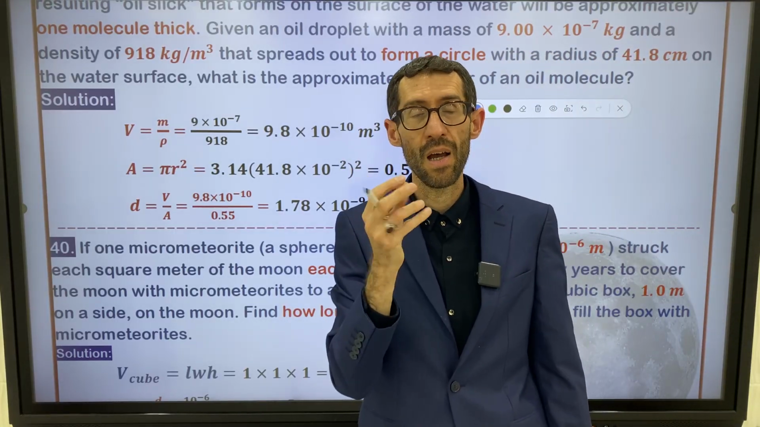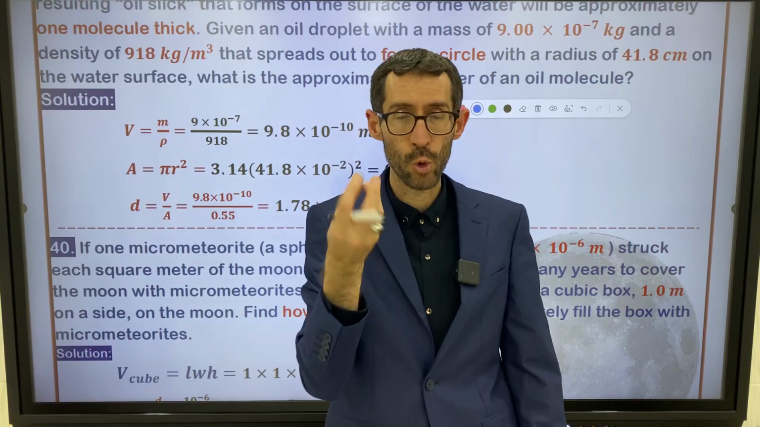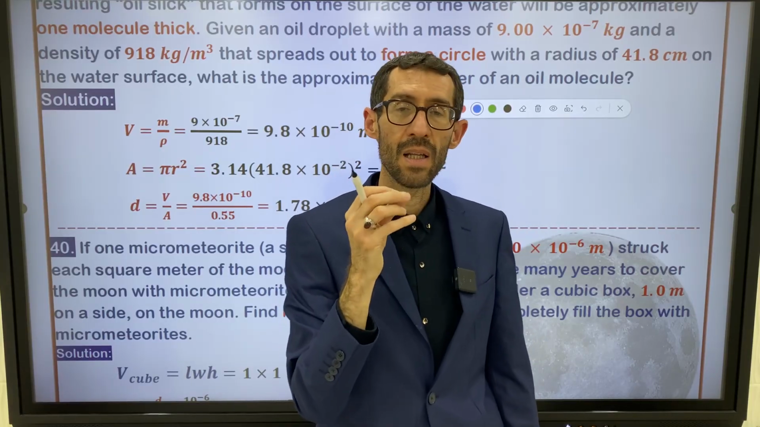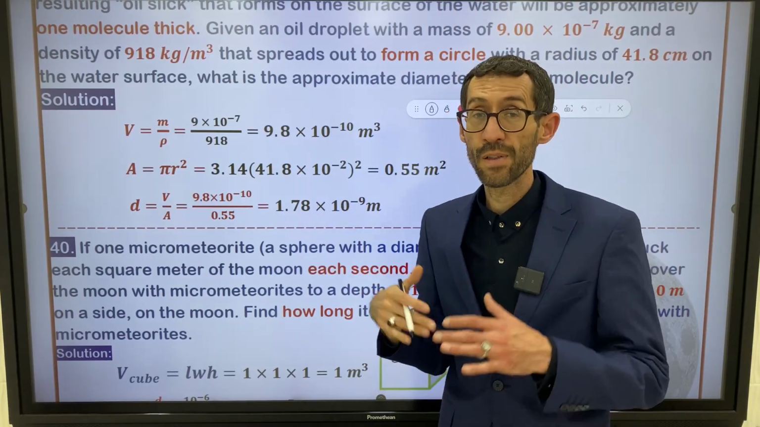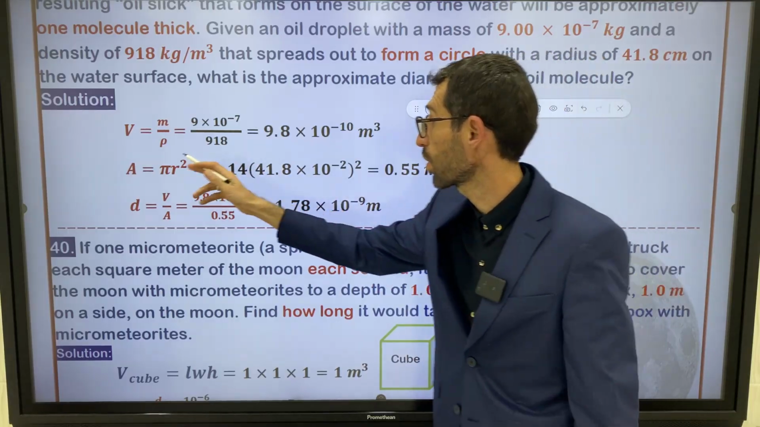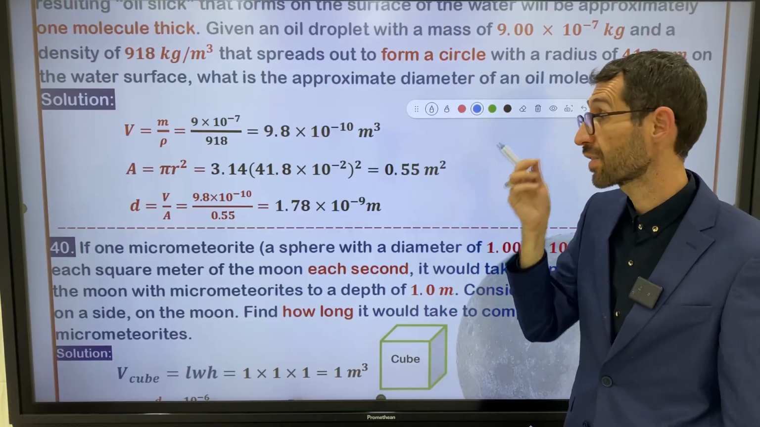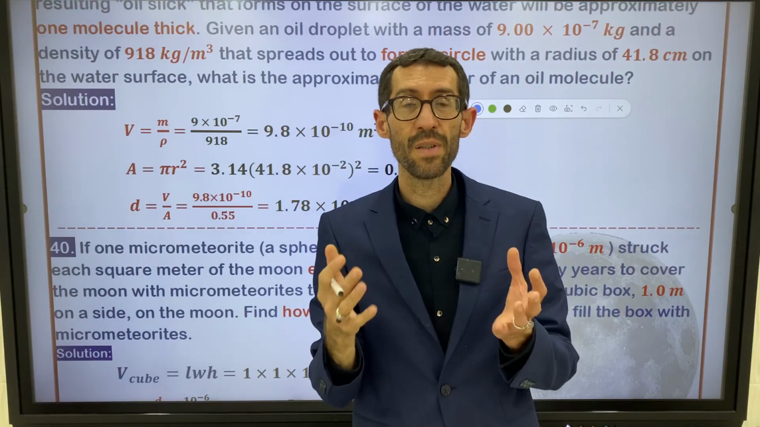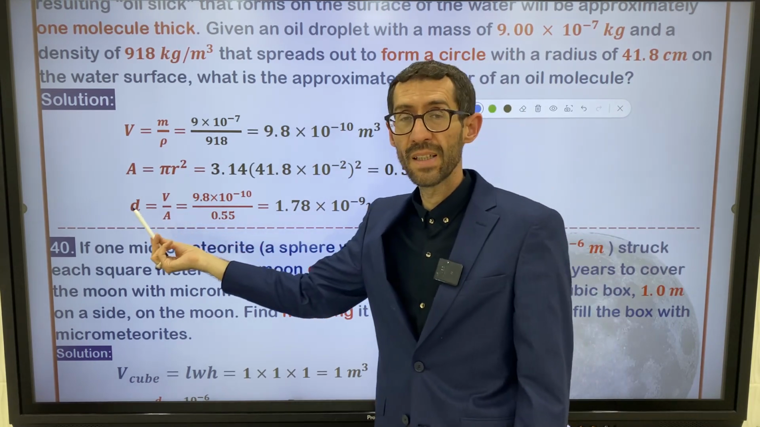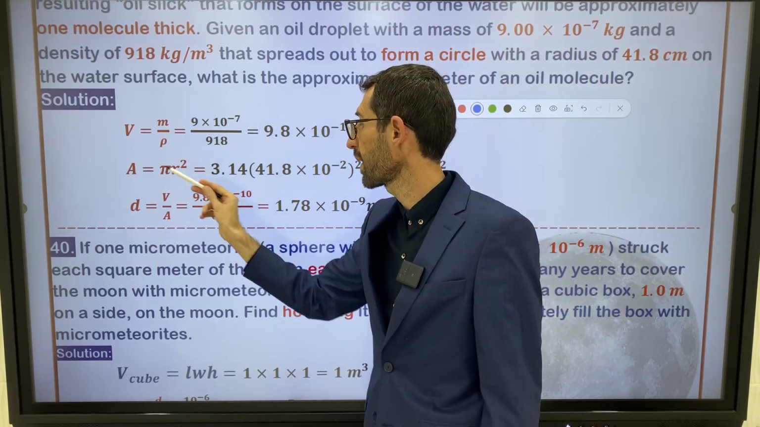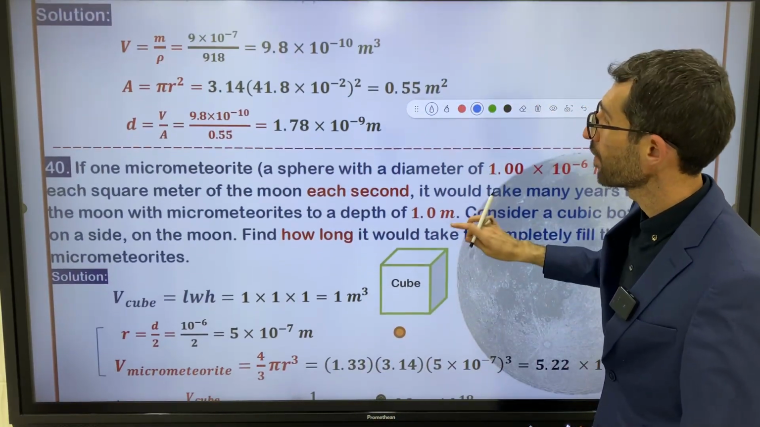You don't have a perfect sphere. That's why you have to find the surface area of the sphere. A is equal to pi r squared, as if you find the area of a circle, because the surface area of the sphere means circle, right? After that, in order to find the diameter, you have to divide volume by area, and this is the answer, right? Let's move on to another question.